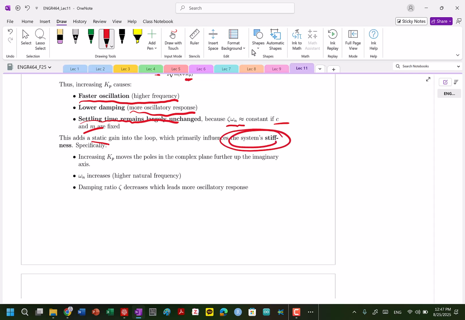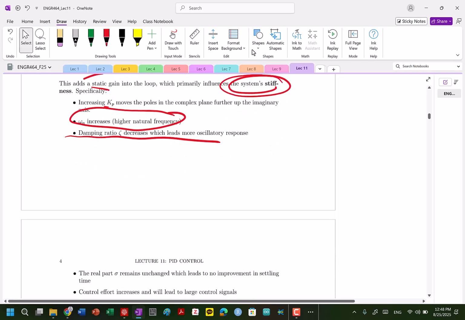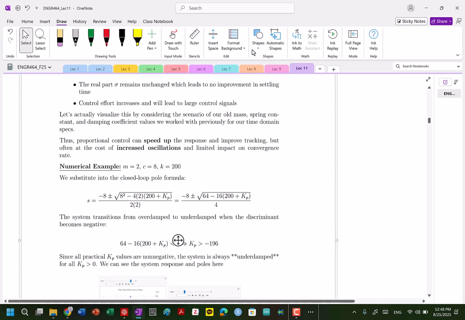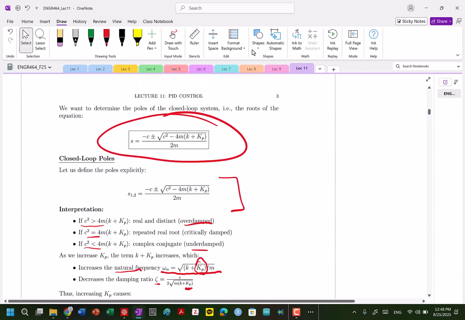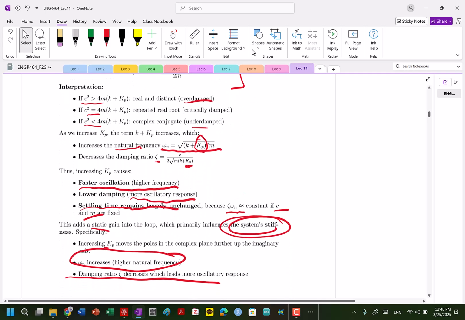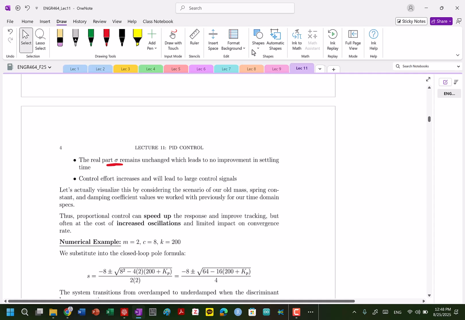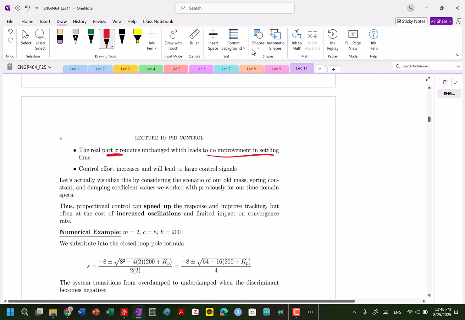So if I increase that proportional control, the complex plane is going to just move further up on the axis. Our omega n increases, damping ratio decreases, more oscillatory responses. The real part, this sigma, is unaffected completely from here, right? So we're just changing that oscillatory response. We're not changing the location on the real axis of our poles. So we don't have an improvement in settling time.